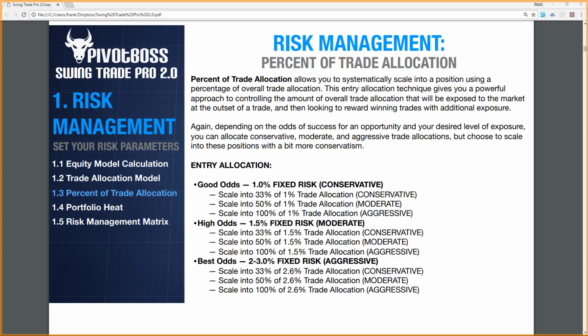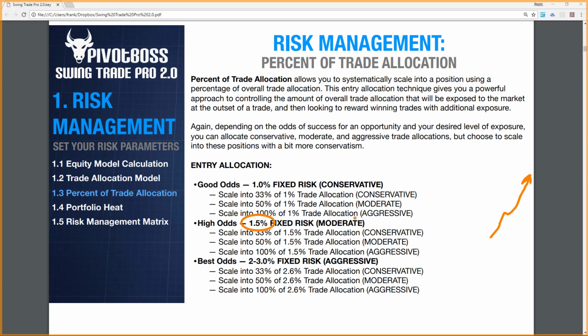I'll let you know what I mean here. For the most part, say I'm going to enter a trade with 1.5% fixed risk. I think it's a high odds trade that will go higher, but maybe the market is in the midst of a pullback, or maybe there might be some headline risk coming out. Maybe there's something that you see ahead that makes you want to approach this a little bit more conservatively.